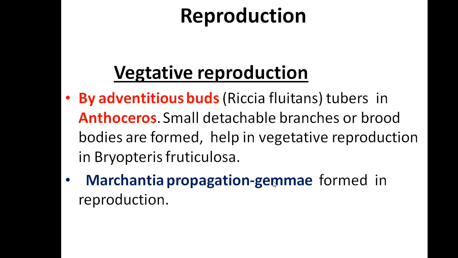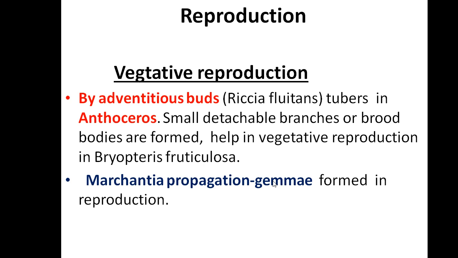Next I'm coming to reproduction, vegetative reproduction. It follows vegetative reproduction, that is, reproduction without involvement of male and female gametes, by adventitious buds, that is, extra buds. Adventitious buds and tubers occur in Anthoceros. Anthoceros is a type of bryophyte. Small detachable branches or brood bodies are formed, which help in vegetative reproduction in bryophytes, as in Fruticulosa. So this is a type of bryophyte.